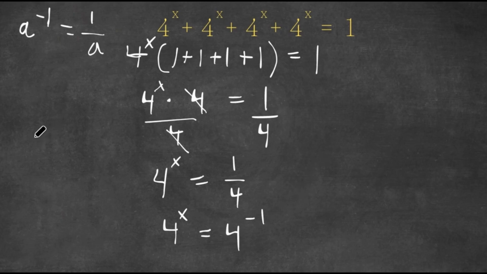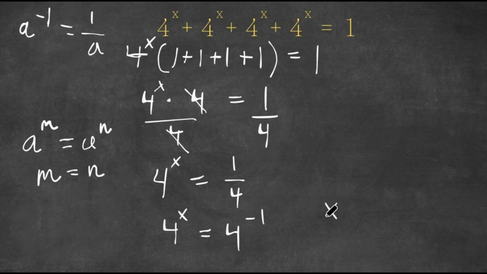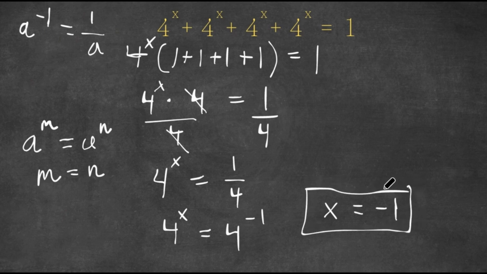And if I have something in the form a to the power of m is equal to a to the power of n, then this means that m is equal to n. So in this case, m is x and n is -1. So x is equal to -1. So -1 is our answer.